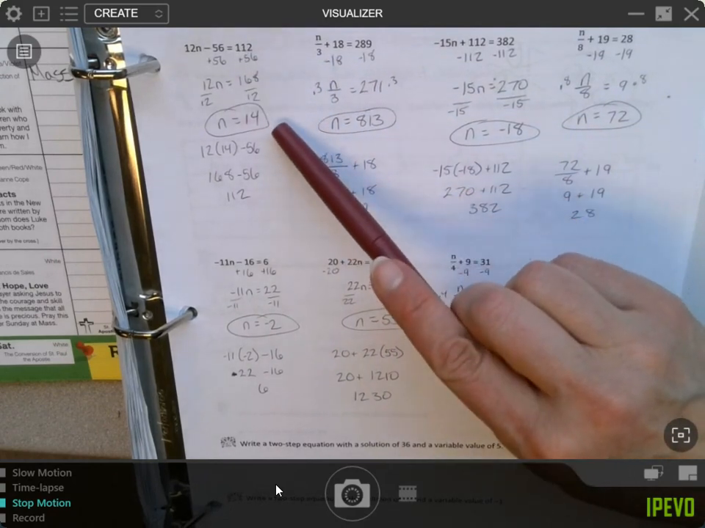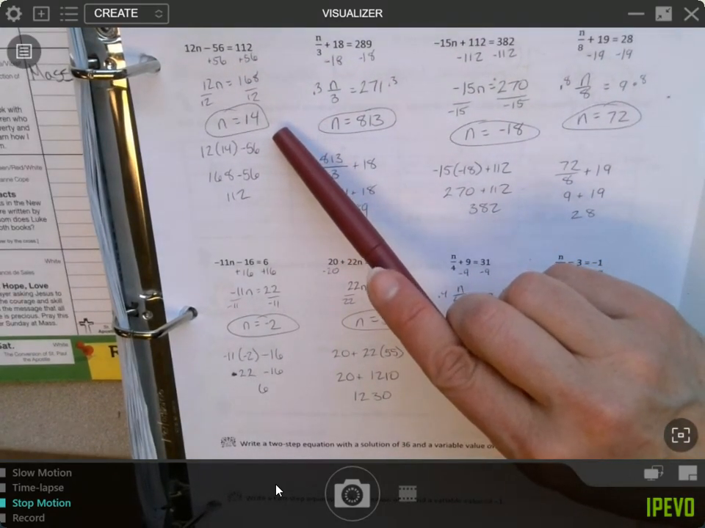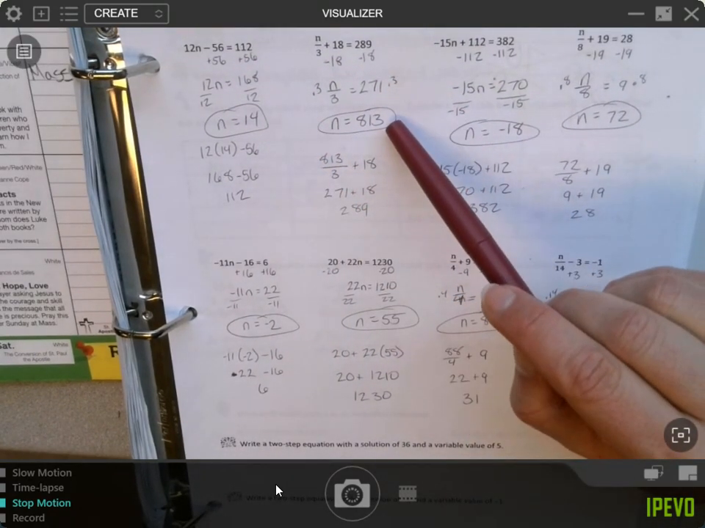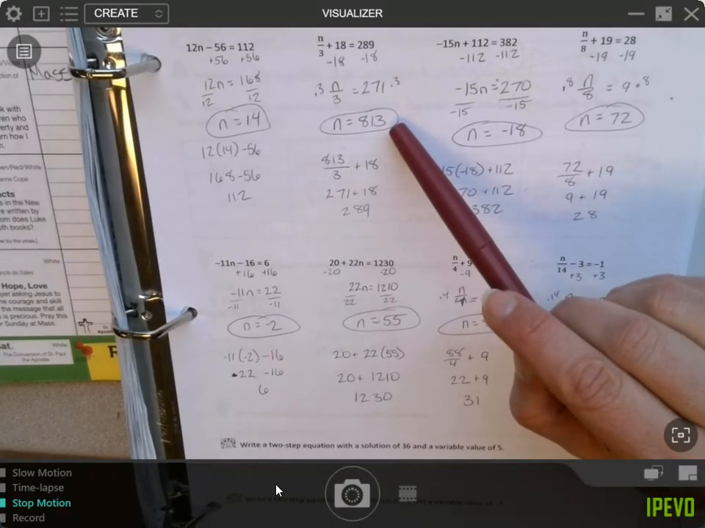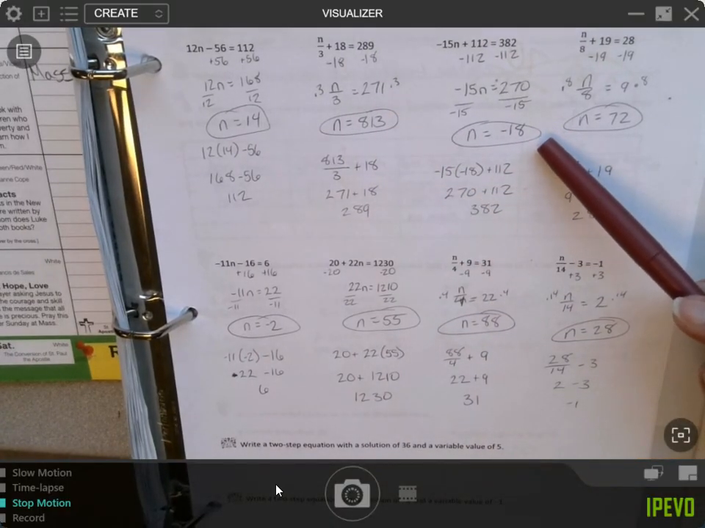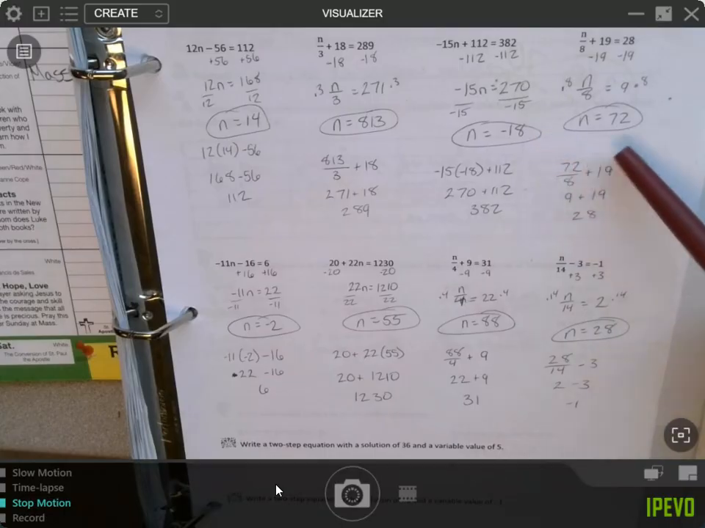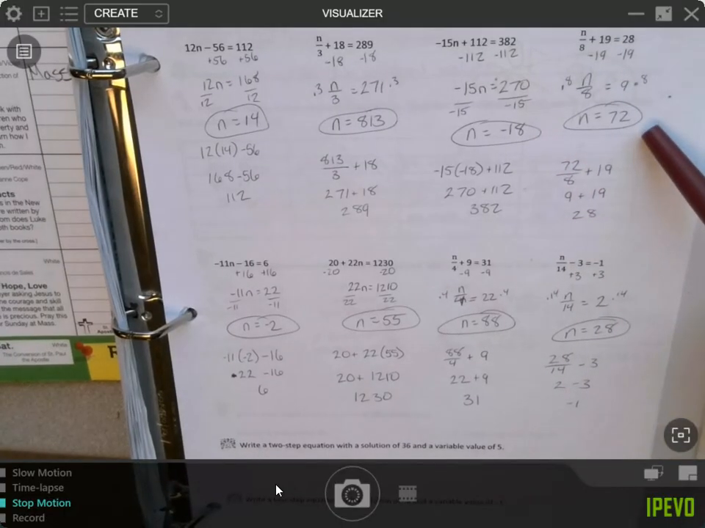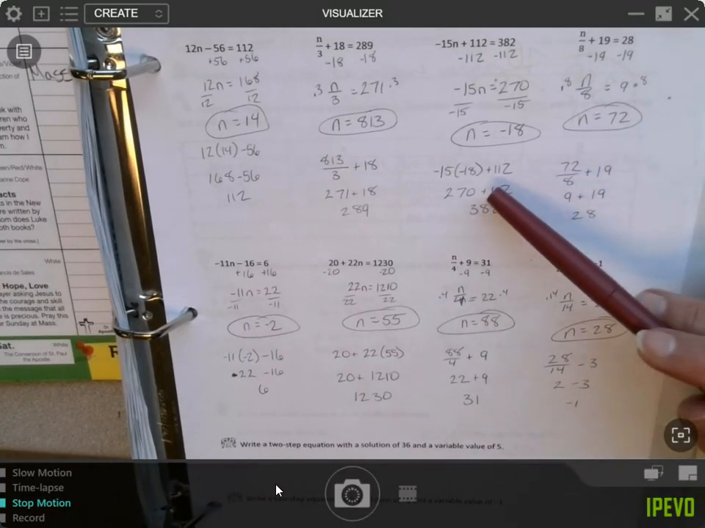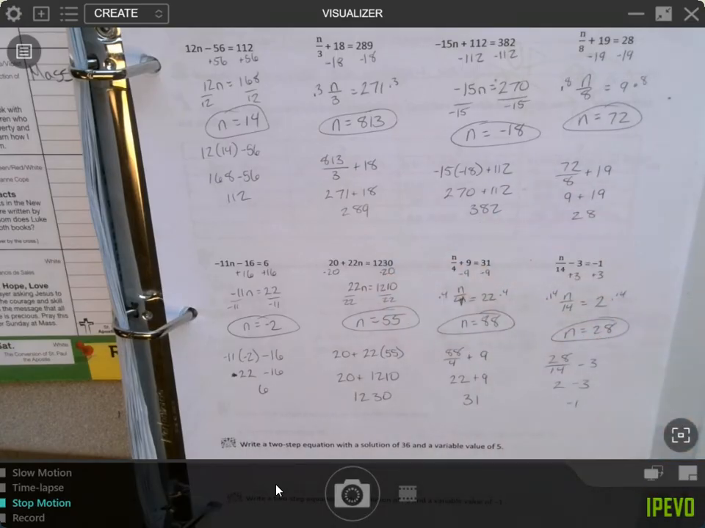So our first one is n equals 14. Our next one, n equals 813. N equals negative 18. And n equals 72. Any questions about those? Did you get anything wrong? Can we help you find your mistake? Because remember, that practice test is tomorrow.